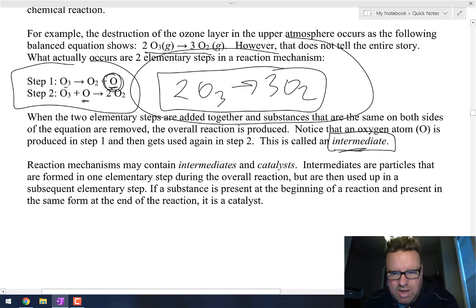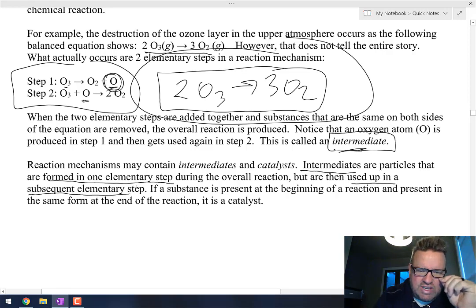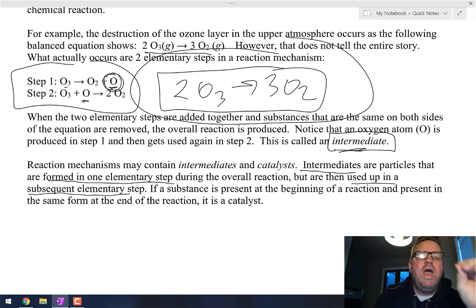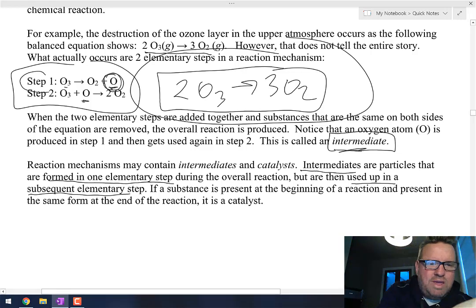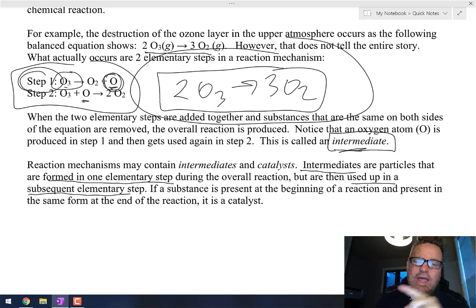Again, intermediates are particles that are formed in one elementary step and then used up in a subsequent, a later elementary step. Now how is that different from a catalyst? A catalyst is something that you have to start with. It has to be in step 1 and it has to be a reactant. And then it has to show up again later as a product. And a catalyst will cancel out and you don't see it in the overall equation.